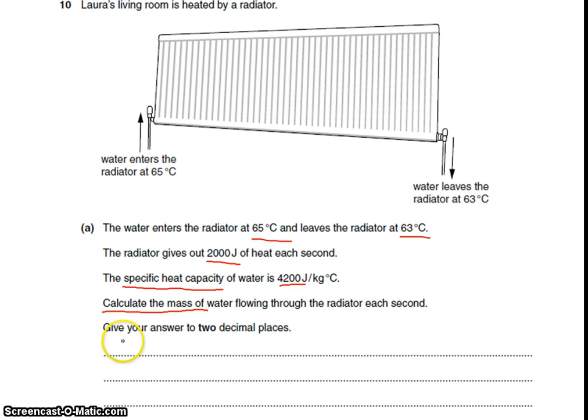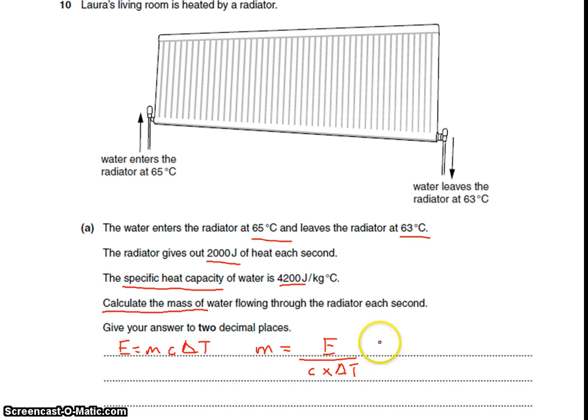So I write all my information out as my step number 1, and then select my equation, which is energy is equal to mass times specific heat capacity times change in temperature, and I've got to rearrange that to give me mass, so I've got to get it on its own. So I divide it by specific heat capacity and I divide it by change in temperature. So mass is equal to the energy divided by specific heat capacity times the change in temperature.